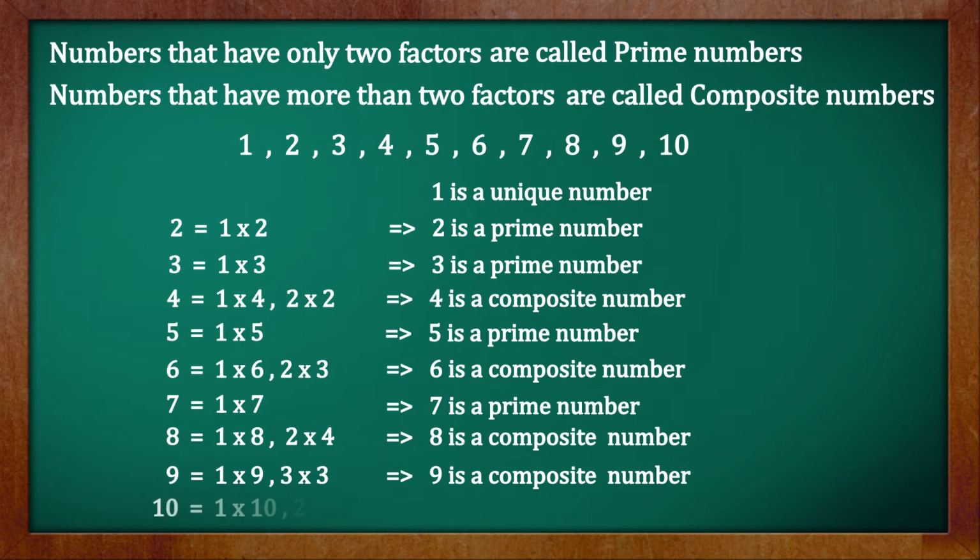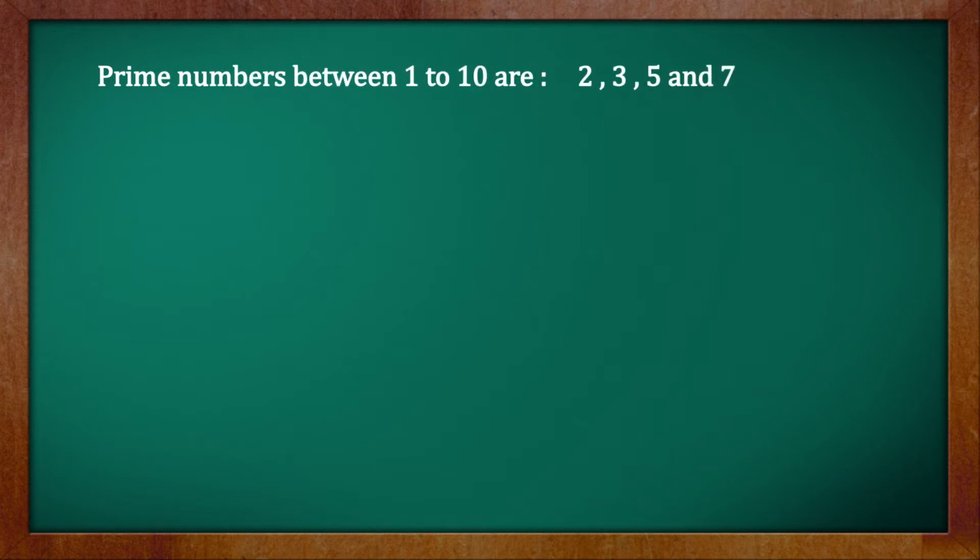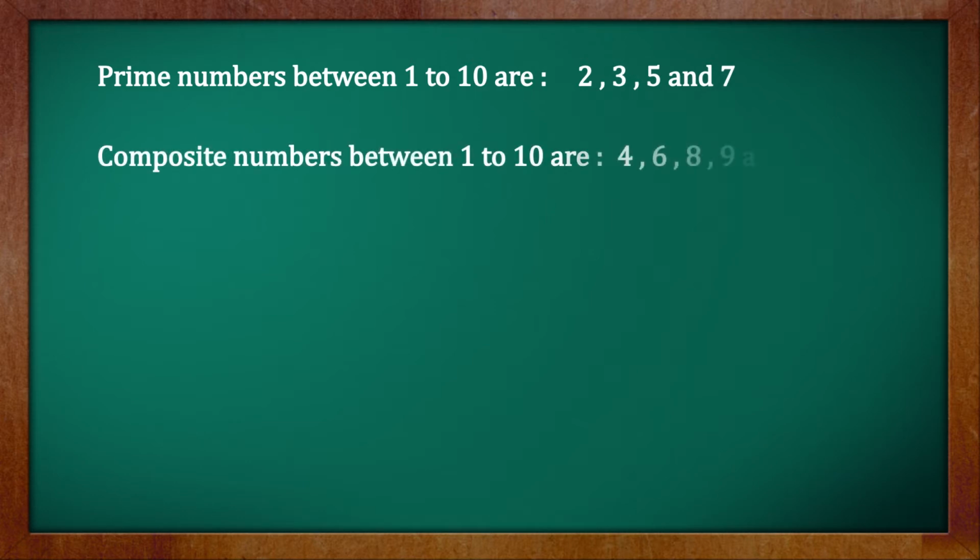And the factors of 10 are 1, 2, 5 and 10. 10 is also a composite number. Now we know that the prime numbers between 1 to 10 are 2, 3, 5 and 7. And the composite numbers between 1 to 10 are 4, 6, 8, 9 and 10.